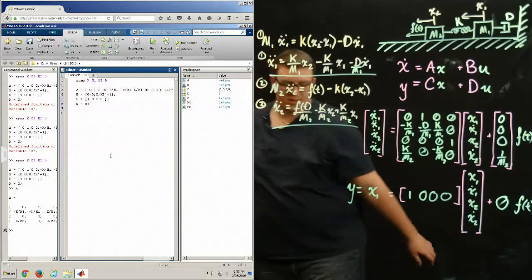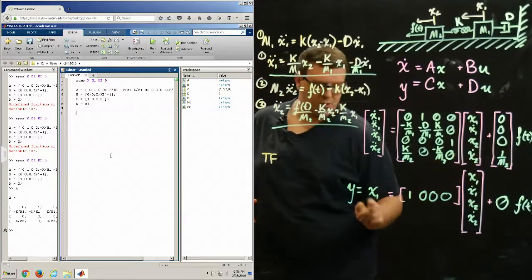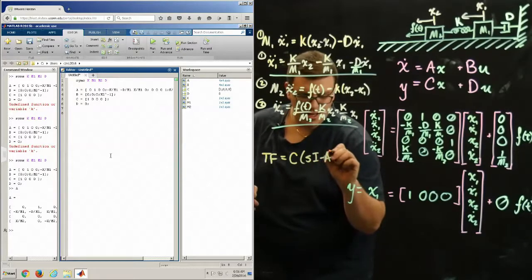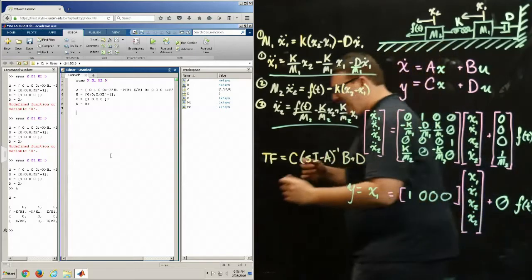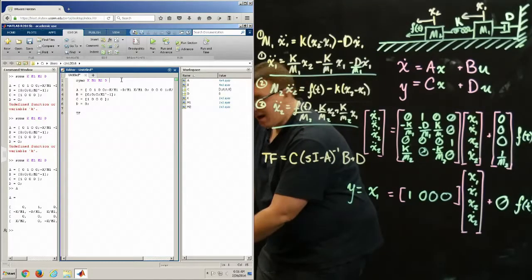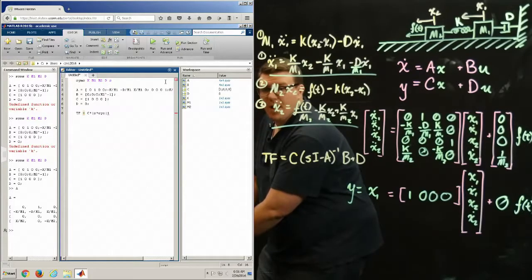One nice thing that we can do with this is we know a formula for the transfer function of a system. The transfer function from f to x1, if you have a state space representation, is equal to C times (sI minus A) inverse times B plus D. So we want to be able to calculate this. Let's say TF equals, and this can very easily be done in Matlab. We just need to declare one more symbolic variable as s. So we want to declare TF equal to C times parentheses s times I, so we want a 4x4 identity matrix. You can get that using eye(4). And then we want to subtract off A.